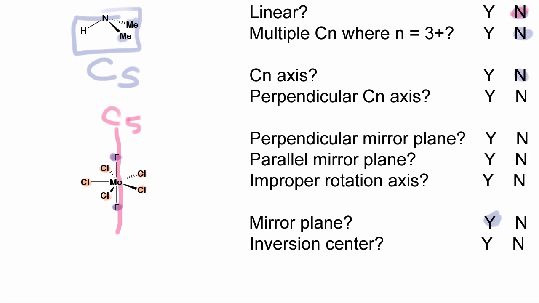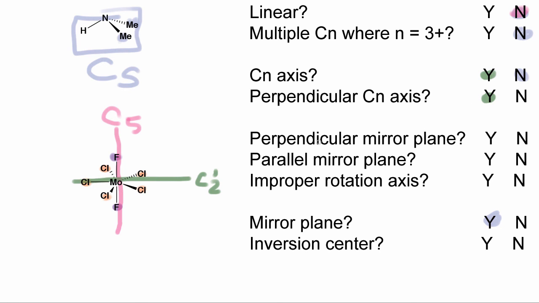The next question is, do we have a CN axis? And we do. We have the C5 axis that's right here, so this is a yes. Do we have a perpendicular CN axis? And we do. We have this C2 axis that goes through these 5 different molybdenum chlorine bonds right here. And so we have a perpendicular CN axis, and so that's a yes.